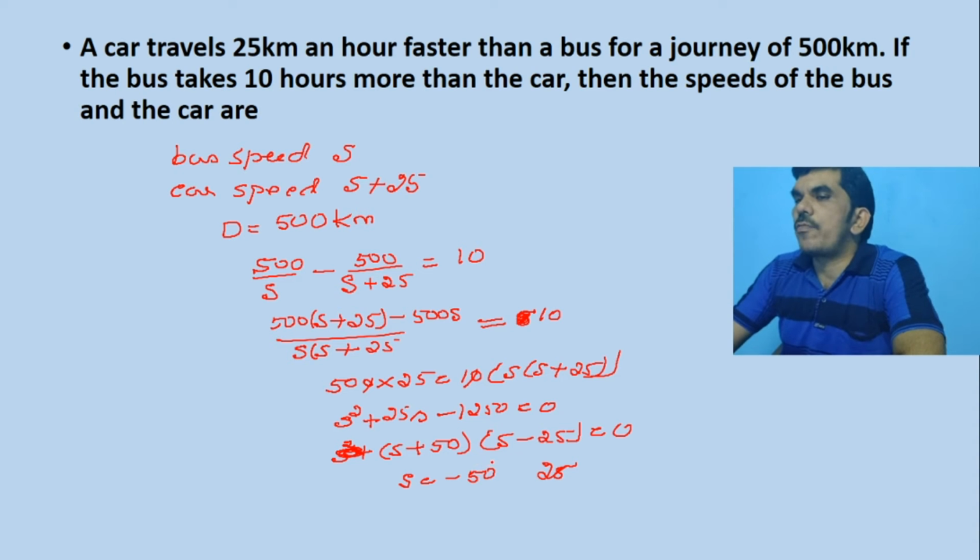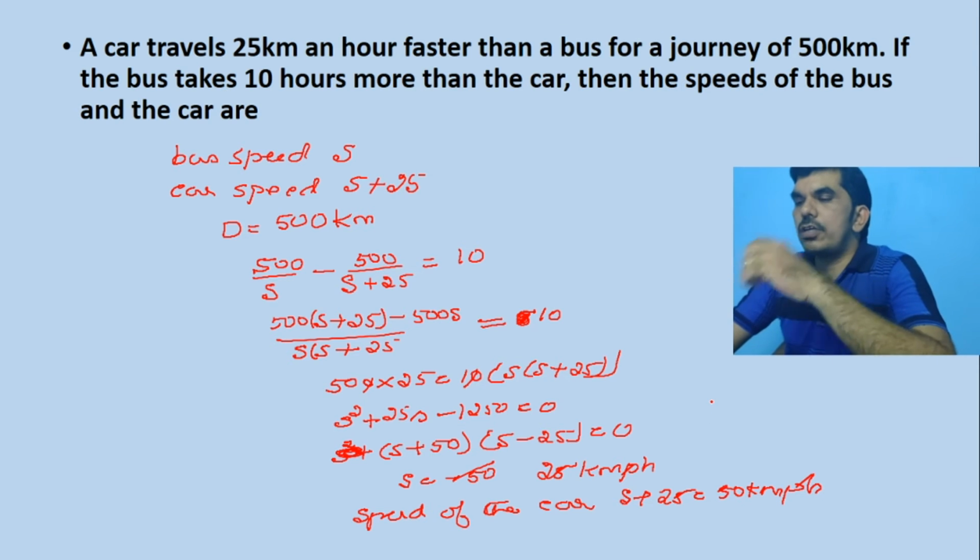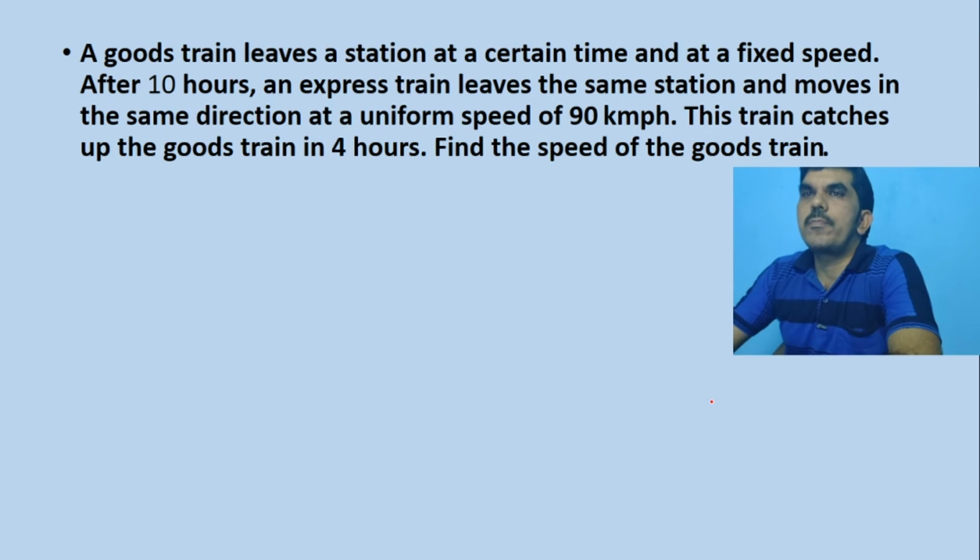The speed cannot be negative, so this is not the answer. So the speed of the bus is 25 km per hour. So then what is the speed of the car? Speed of the car is s plus 25. That means 50 kmph. Any questions? No. Okay, we will move to the next one.